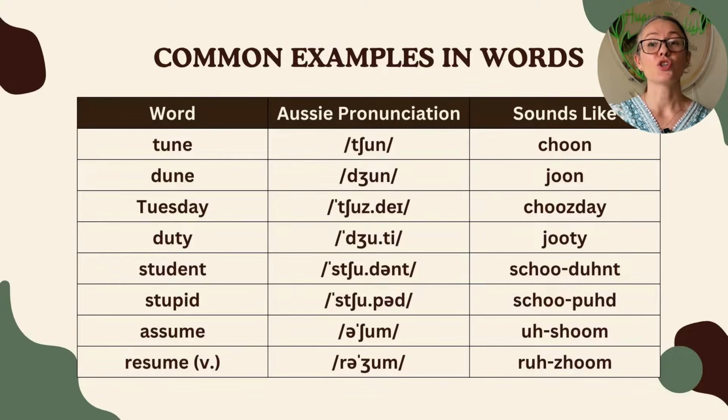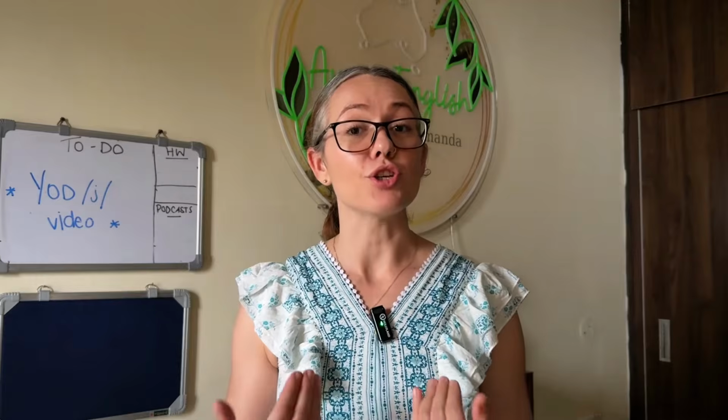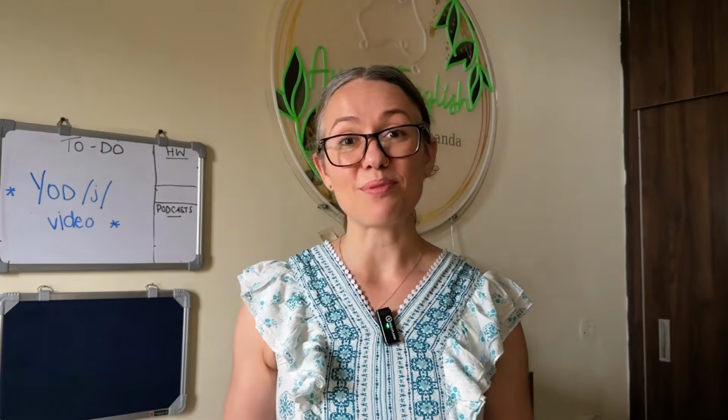Student can become schtudent. Stupid, schtupid. Assume can become ashoom, and resume can become reshoom. So these changes often happen in fast natural speech. In more careful or formal pronunciation, you might actually hear this as a blend rather than a complete change. For example, I say Chewsday with the ch, but you might hear some people say Tyoosday, blending it together, Tuesday. But a lot of Aussies do coalesce. I personally do it myself, but again, you will hear different people with different pronunciations.